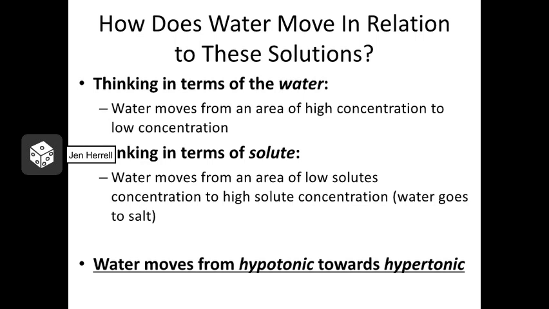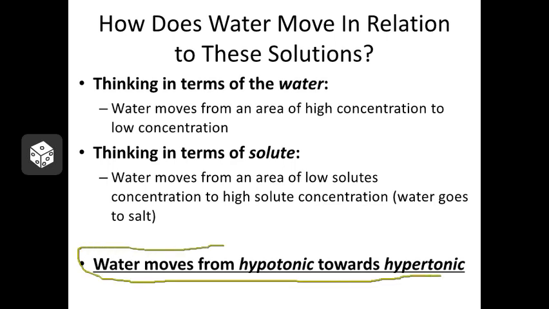When we have solutions with differing concentrations of solutes and solvents, and we expose them to one another, those solutes and solvents are going to want to move, and generally they want to move from areas of high concentration to low concentration. Now when we're talking about osmosis specifically, we're talking about the movement of water. So here's the kind of rule that describes how water will move between these solutions. In general, water wants to move from hypotonic solutions towards hypertonic solutions.